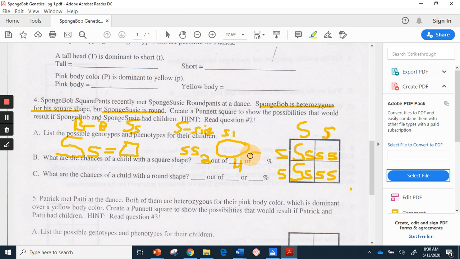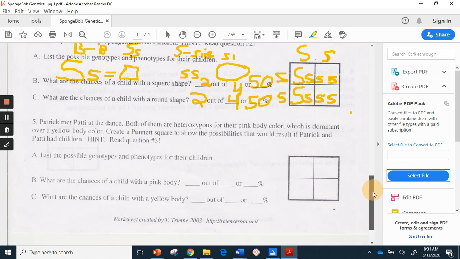Let's see here, 50%. And our round shape, this would give us a round shape. This would give us round also. Same thing here, 2 out of 4, and 50% also. All right, so hopefully that helps.